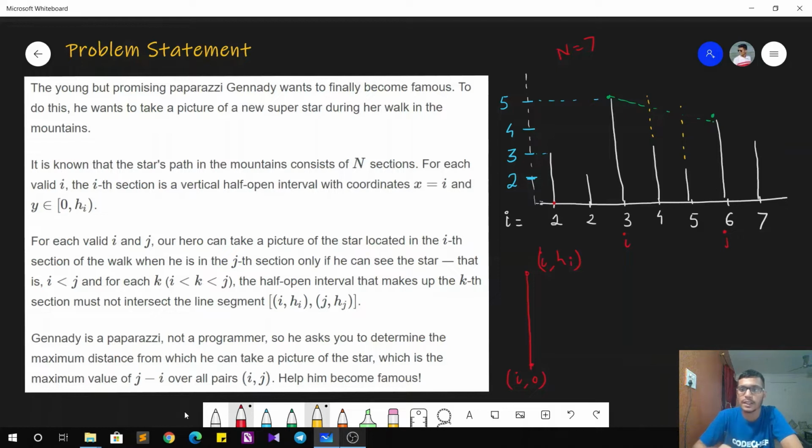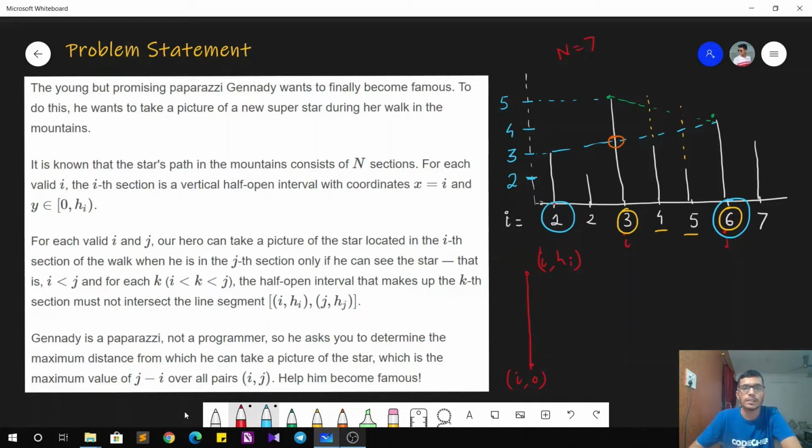So you can see that here segment number 3 and segment number 6 can be viewed from each other because segment number 4 and 5 do not intersect the green line. But if I try to see segment number 6 from segment number 1, then if I draw this line in between, you can see over here that a vertical segment in between is intersecting it, so it is not visible. So segment number 6 and 1 are not visible from each other. So this is basically the definition of how a segment can be viewed from another segment.